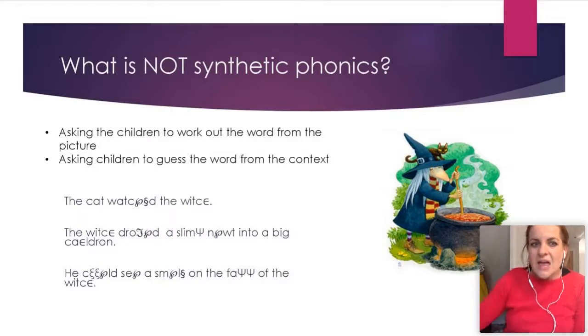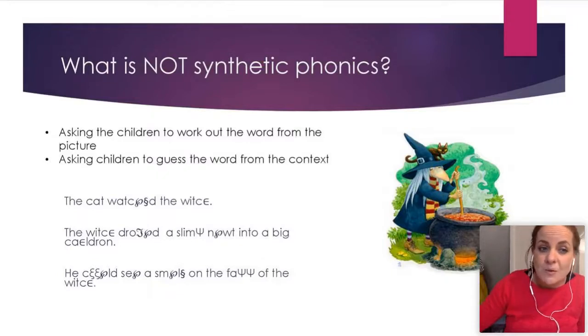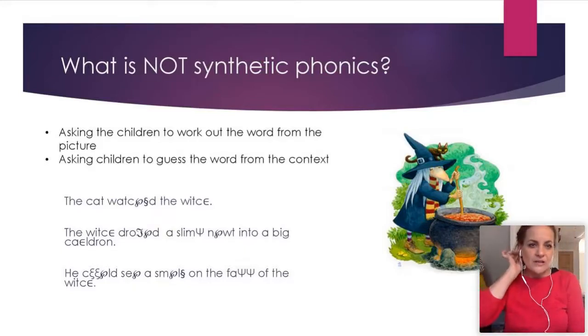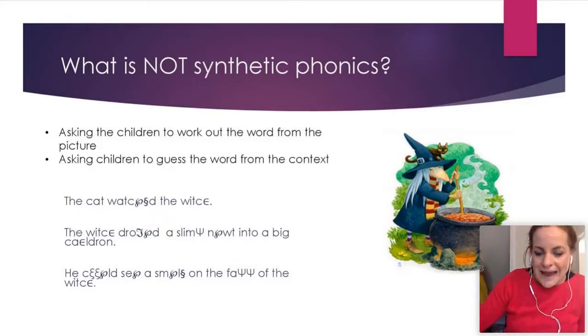Okay? Again, with the next one, the witch dropped a slimy newt into a big cauldron. As we know it, I can decipher that. But if we refer to the illustration, there's no sign of a newt. So it could be anything. It could be soup, it could be liquid, it could be ingredient, it could be any word that they come up with that she's thrown into the cauldron. So again, as I said before, that would be a flawed system, and it is not synthetic phonics.